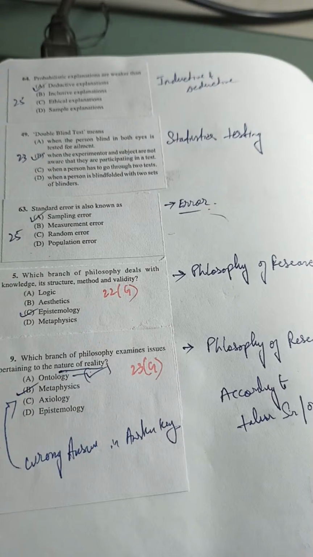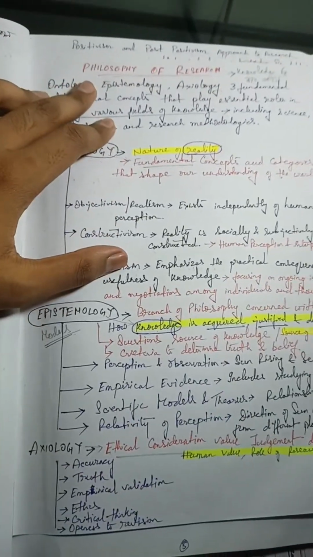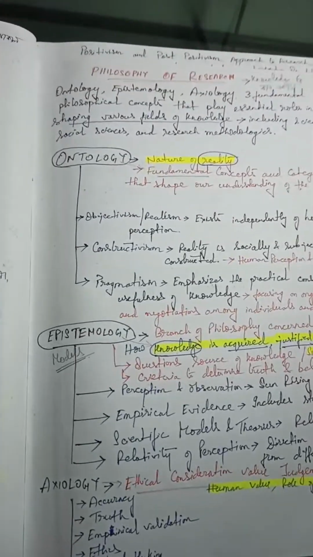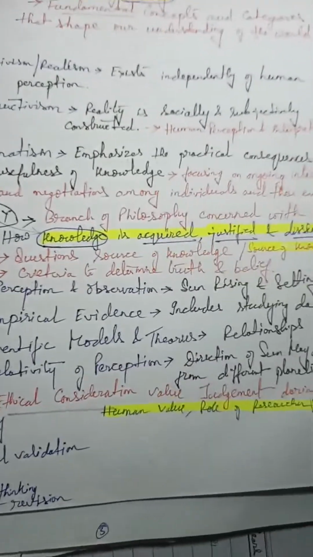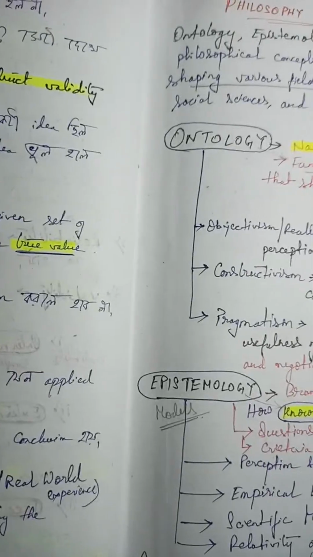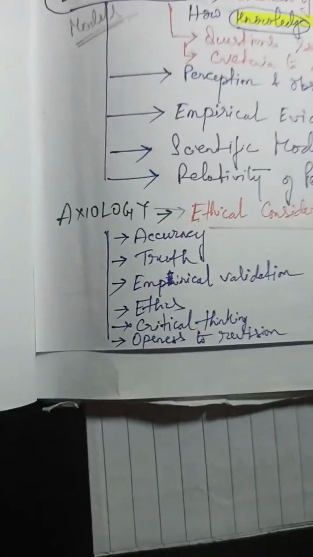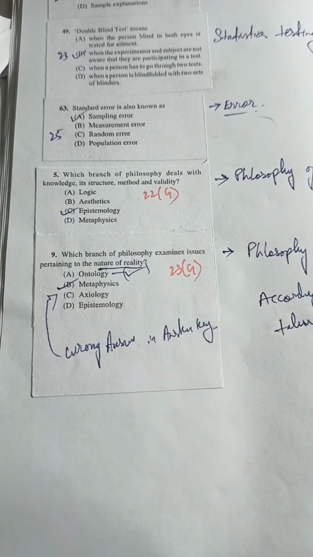Now we have a question from research philosophy. Which branch of philosophy deals with knowledge, its structure? Knowledge means epistemology. Let me give a quick revision to the philosophy of research part. Philosophy of research can broadly be divided into ontology, epistemology and axiology. Onto is nature of reality, episto is knowledge, axio is human value. So coming back to the question, which branch of philosophy deals with knowledge? Epistemology. All right, very good.